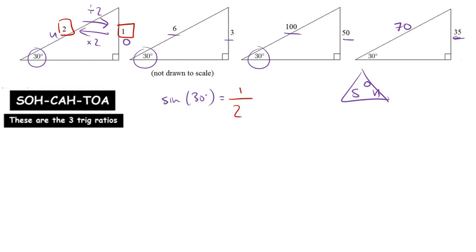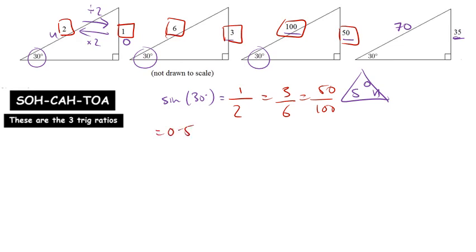And it doesn't matter how long the sides are, it will always hold that the sine of 30 degrees is a half. So here we've got 3 divided by 6, or here we've got 50 divided by 100. And if you do sine 30 in your calculator, it will just give you the value a half. So our trigonometry ratios are just the ratios between the length of the sides for a given angle.